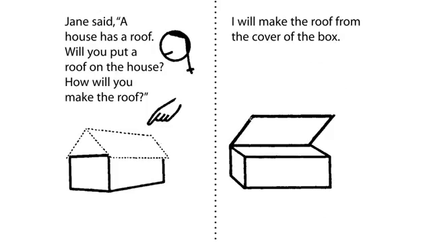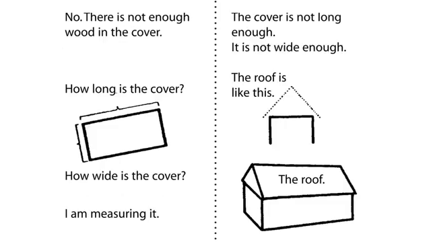Jane said, "A house has a roof. Will you put a roof on the house? How will you make the roof?" "I will make the roof from the cover of the box." "No, there is not enough wood in the cover. How long is the cover? How wide is the cover?" "I am measuring it. The cover is not long enough. It is not wide enough. The roof is like this."